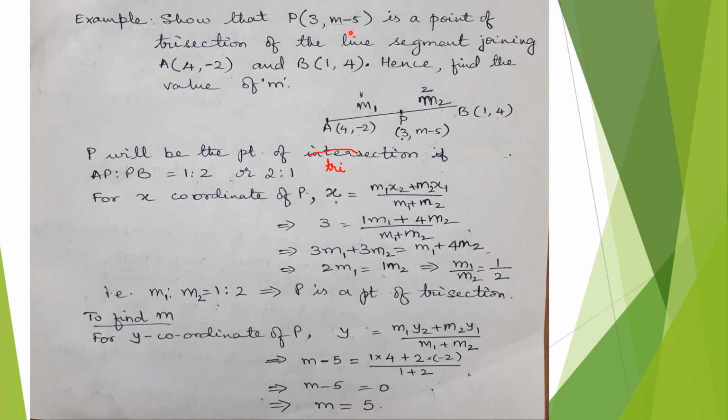In order to find out the y coordinate, m minus 5, I am going to use the y coordinate of P formula, that is y is equal to (m1 y2 plus m2 y1) upon (m1 plus m2). But y over here is equal to m minus 5, so I am writing down m minus 5 is equal to, now I know m1 is 1, so 1 into 4 plus 2 into minus 2 upon 1 plus 2. You can see that the numerator is becoming 4 minus 4, which is equal to 0. That means m is equal to 5.